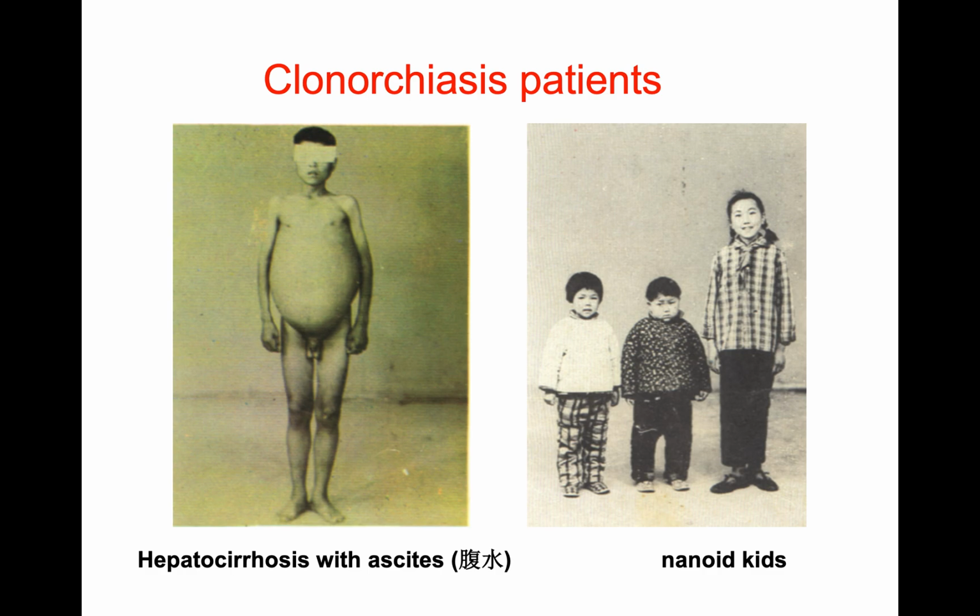This is a picture showing a very late stage. You can see the arm. You can see from the arm that this person is very thin, but the belly is huge because of the ascites. And on the right is the picture showing the nanoid kids. They are of the same age, but very delayed development.